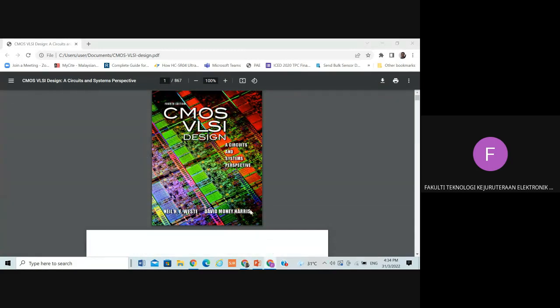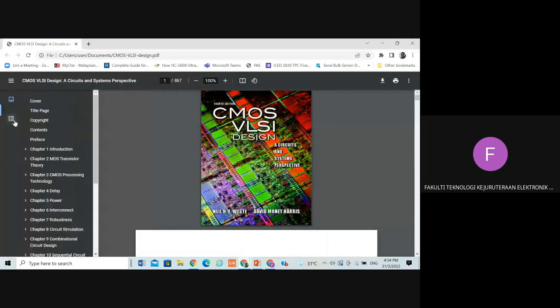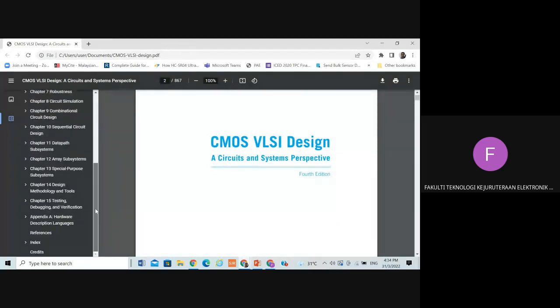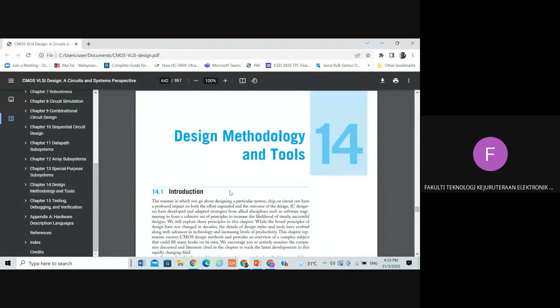Okay, this is actually the textbook now. 867 pages. Don't worry about this, we will not cover all. So for example, this is really the one that I mentioned to you. If you want to explore this subject and make it very interesting, you can start at the very end of the chapter.